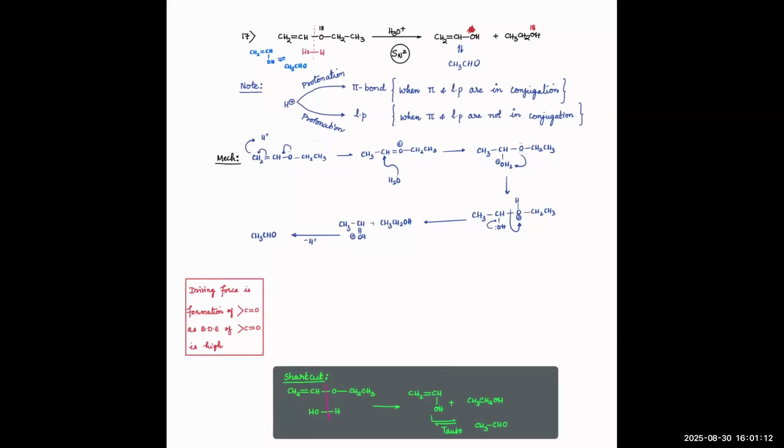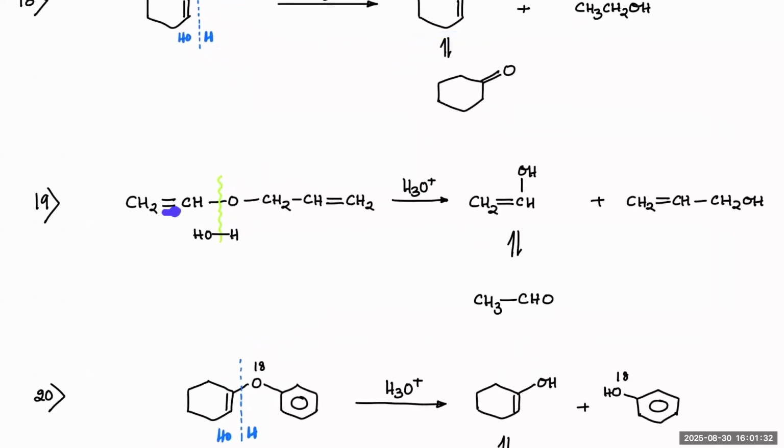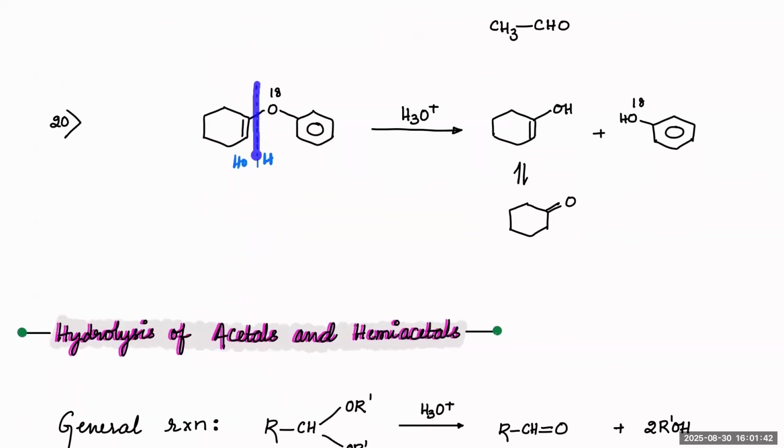Finished? Yes, sir. So you can see the following examples, 18, 19, 20. We are just using the shortcut. This is the vinyl side. Break it, give OH on the left, H on the right. You'll get this enol, convert that enol into ketone. Next one, this is the vinyl side. Break it, give OH on the left-hand side, H on the right-hand side. This is an enol, convert into ketone. Here same, this is a double bond, break it, OH on the left, H on the right. So this is an enol, convert into ketone.